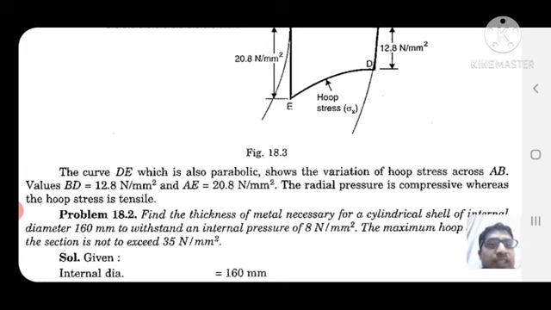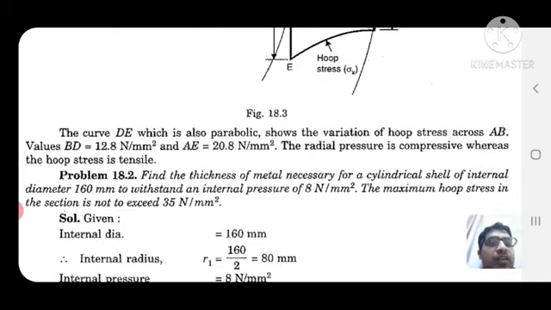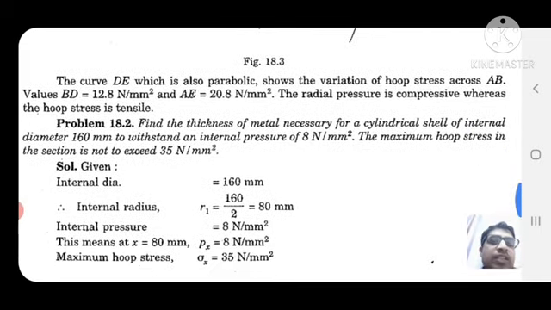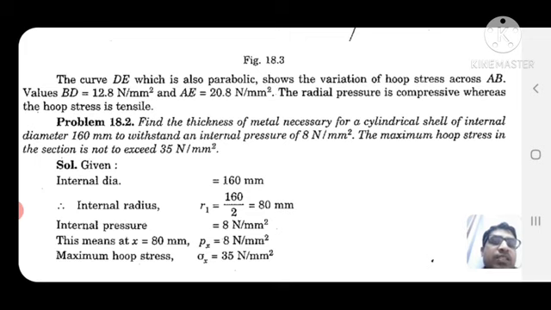Now my second question: find the thickness of metal necessary for a cylindrical shell of internal diameter 160 millimeter to withstand an internal pressure of 8 Newton per millimeter square. The maximum hoop stress in the section is not to exceed 35 Newton per millimeter square.